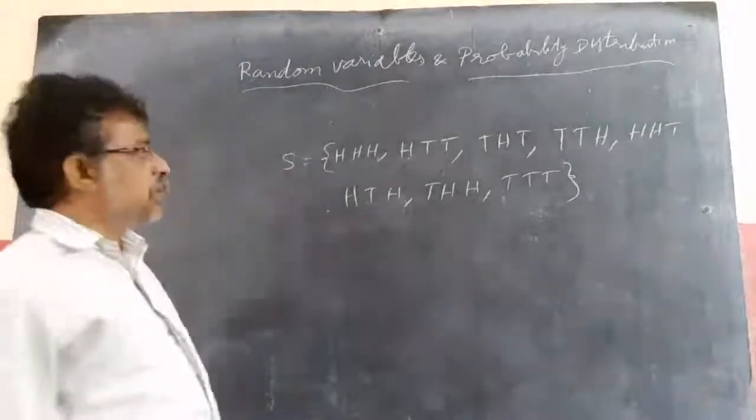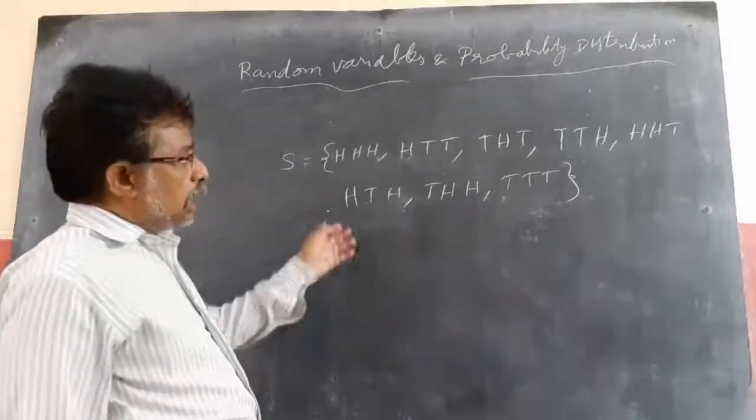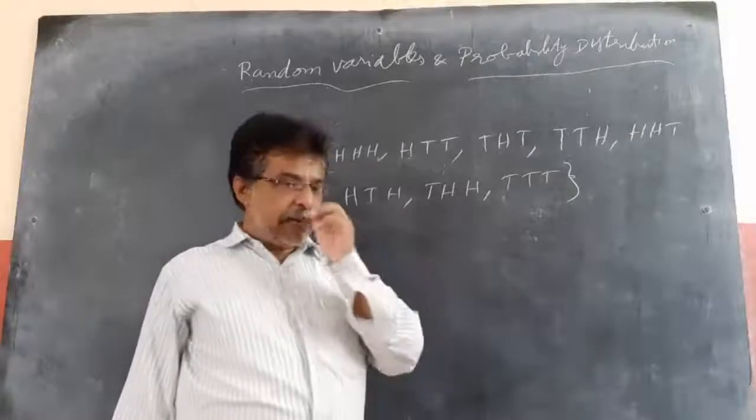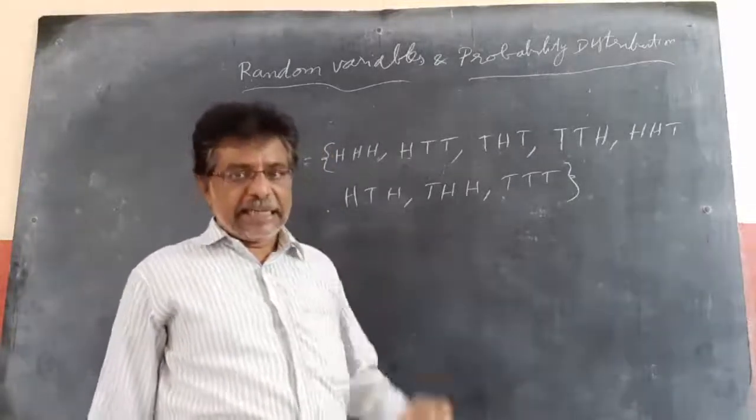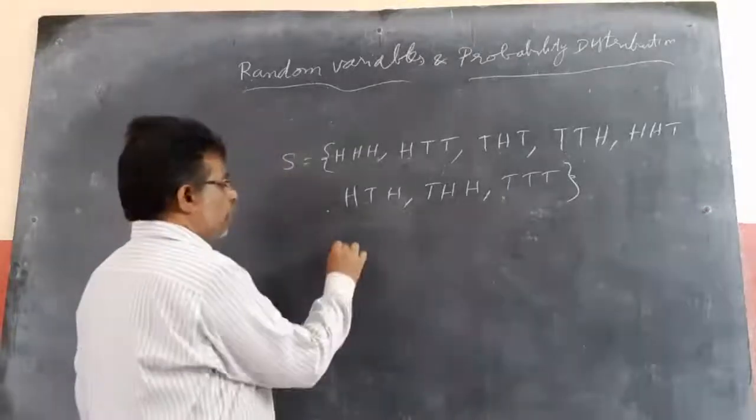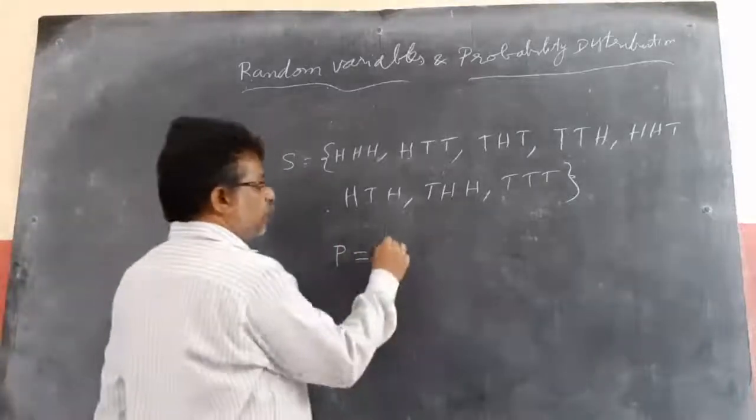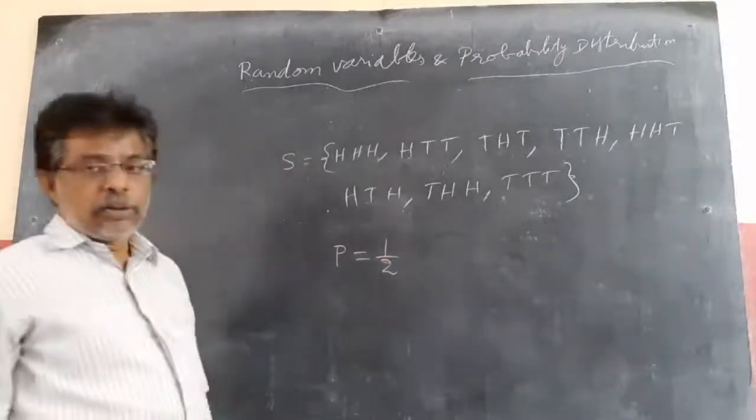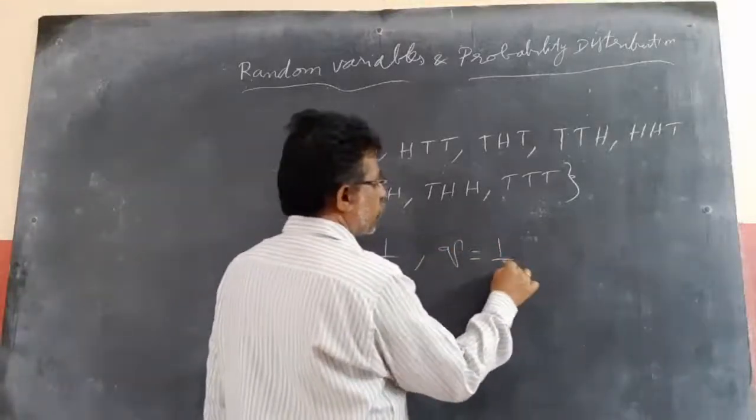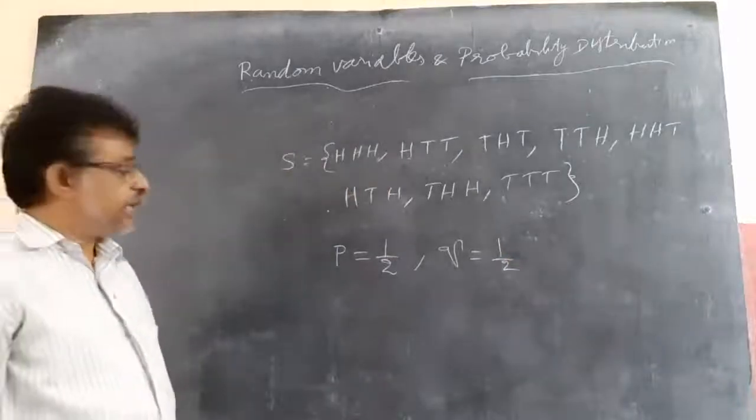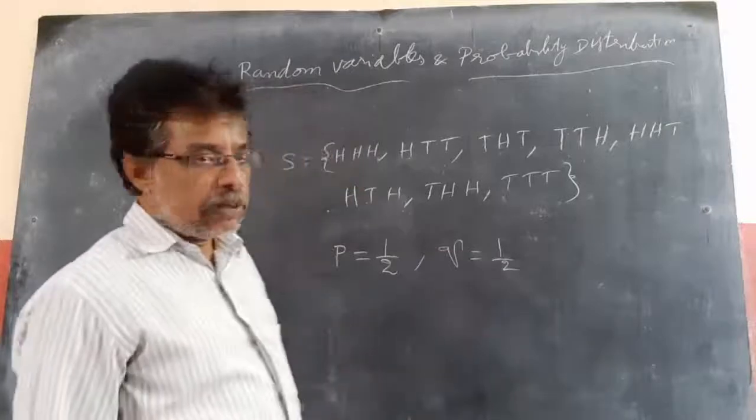In these outcomes, if you observe, the probability of getting a head when a coin is tossed once is treated as a success. So the probability of success is 1 by 2. Getting head is 1 by 2, and getting tail is 1 by 2. P equal to 1 by 2, Q equal to 1 by 2. P is called the probability of success, Q is called the probability of failure.